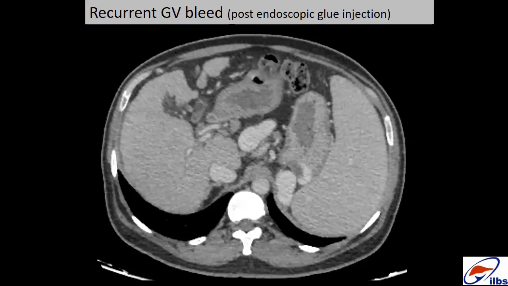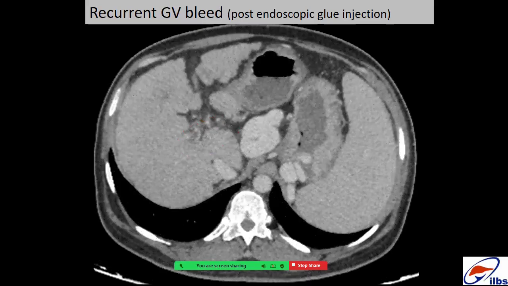So coming to recurrent gastric variceal bleed, if you see here, endoscopic glue injection has already been done. If you see this black area, this is the glue cast which is seen over here. And this is the portal vein. Because everything is being shunted out of the liver, the portal vein and the hepatic arteries are essentially of the same size. And in fact, in this image, you can't even appreciate there is any portal vein over here. It's all sclerosed, and this is the vein.